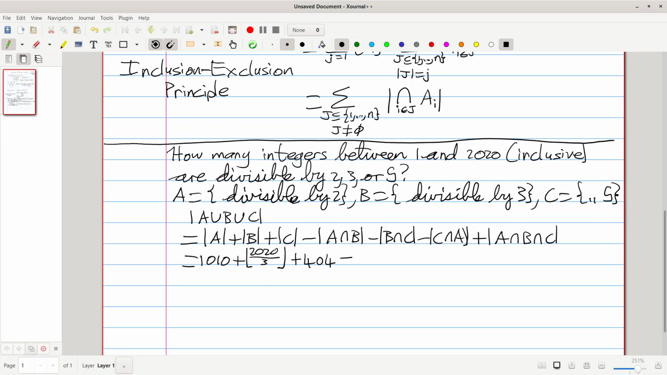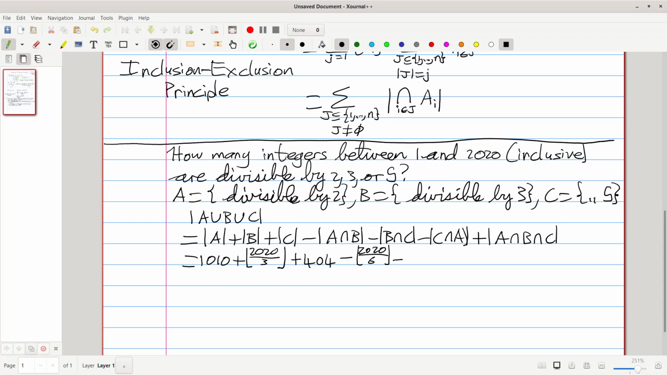Minus, now we want to know how many are divisible by 2 and 3. That's what the intersection means. Most of the time intersection means and, so it satisfies both properties. So how many are divisible by 2 and 3? Well, that just means divisible by 6, because 2 and 3 are relatively prime. So that would be 2020 over 6, and floor that, since 2020 is not divisible by 6.